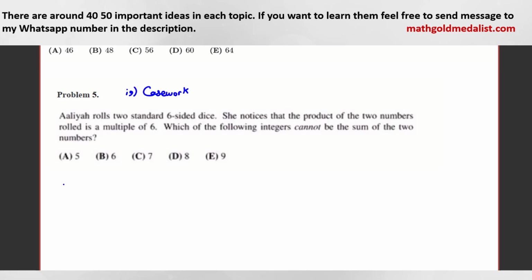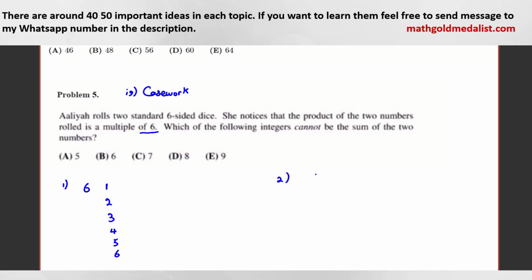We can say, okay, in case one number is 6, because when the product is a multiple of 6, we can have 6 in it. For example, one of them can be 6, and the other one can be any number: 6, 1, 6, 2, 3, 4, 5, 6. It is case 1. Case 2 is what?